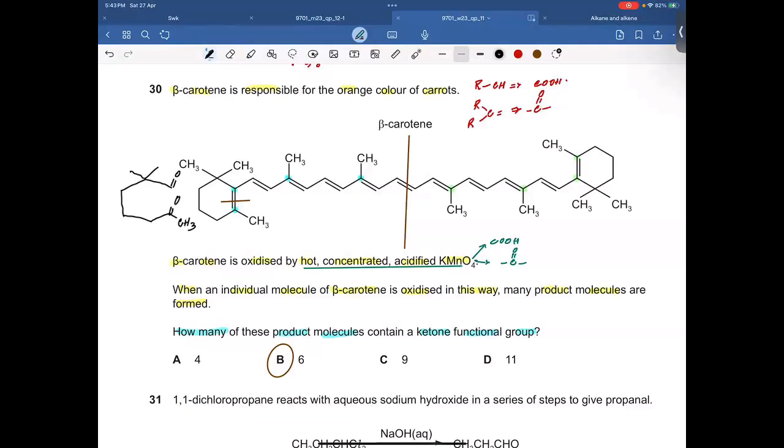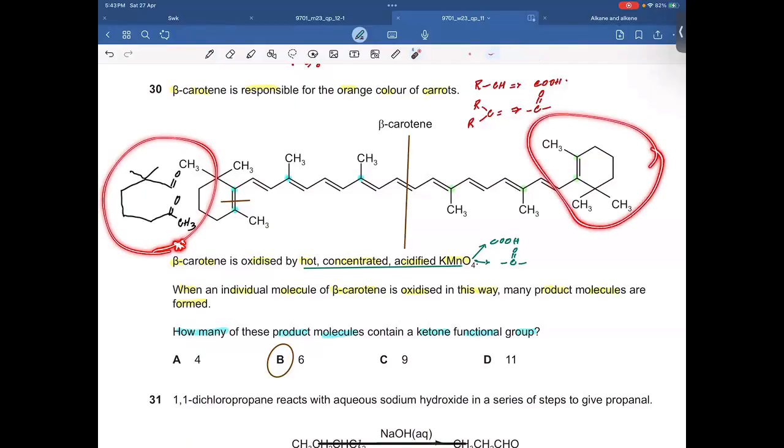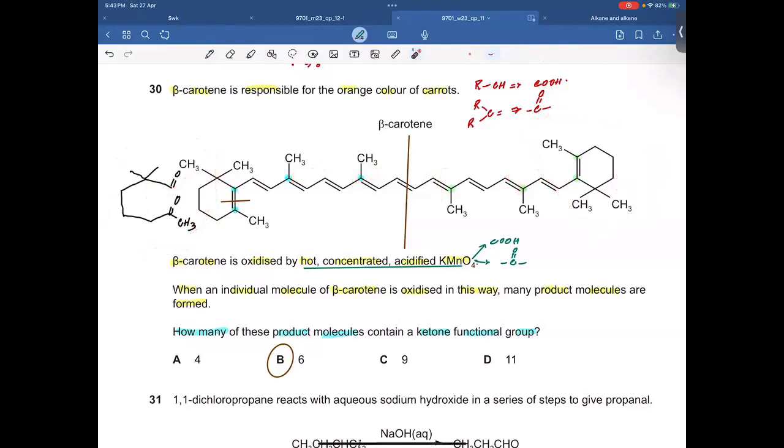Okay. So that's the one molecule, right? Not two molecules. Over here, you will get the same molecule. So this is 1, this is 2, this is 3, this is 4, this is 5, and this one is 6. Okay, I hope it makes sense to you. That's the shortcut technique, guys.